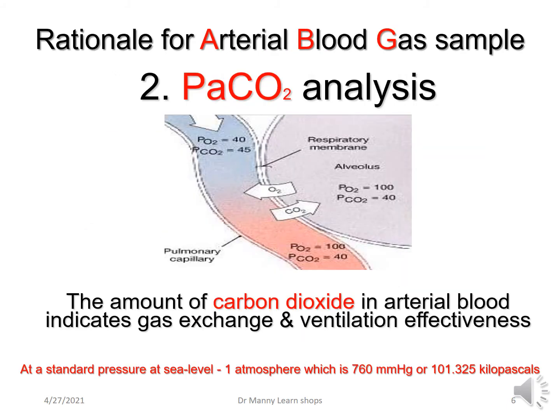The rationale for PaCO₂, as we mentioned previously, is that this is the amount of carbon dioxide in arterial blood, which indicates gas exchange and, most importantly, ventilation effectiveness. But remember, this is taken at a standard pressure at sea level, which is equal to 1 atmosphere, which is 760 millimeters of mercury, or typically 101.325 kilopascals. If you're above sea level or below sea level, this will alter the PaCO₂ level in your arterial blood.